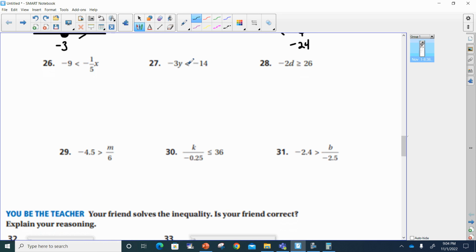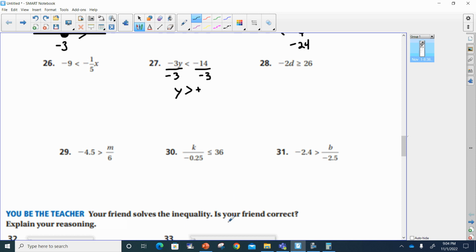27 says -3y is less than -14. Well, I'm going to divide by -3, which means I divide by -3 over here. When I divide by a negative number, it turns my symbol around. My y is left here because 3 divided by 3 is 1. Negative divided by negative is a positive. Now I got -14 divided by 3. Well, negative divided by negative will be a positive number.